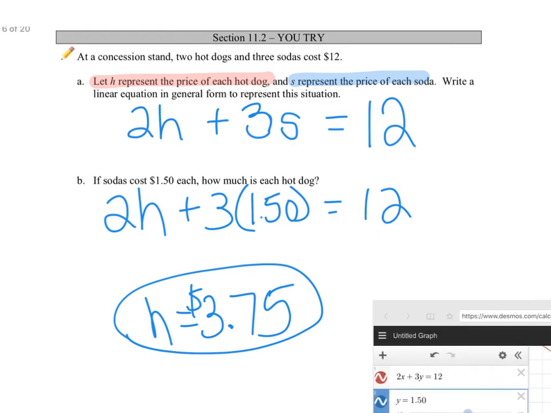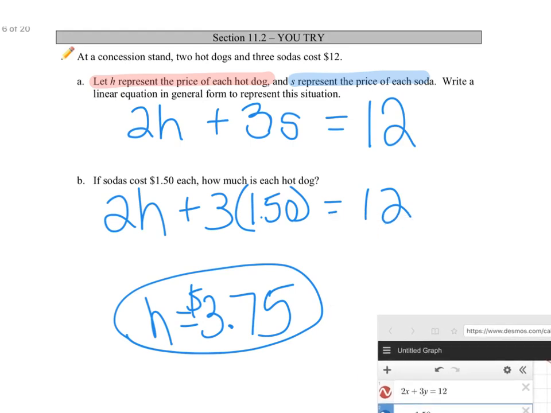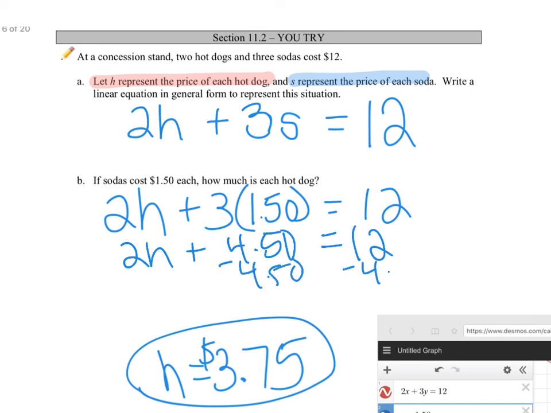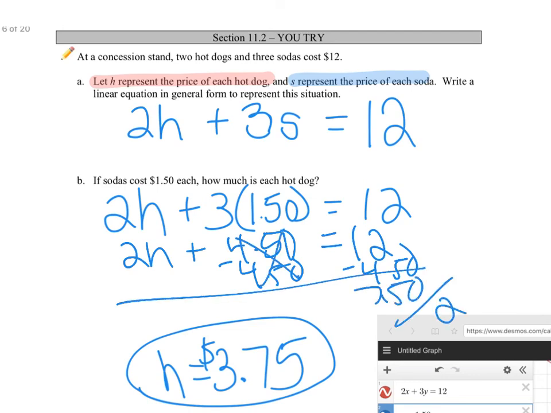So you can use Desmos for that. Just find the point of intersection after you input your original equation and what you know. Or you could solve this just the traditional way. If I solve this the traditional way, I would get 2h plus 4.50 equals 12, because I multiplied that, and then I'd subtract 4.50 from both sides. And then divide that by 2. And that's where my 3.75 comes from.